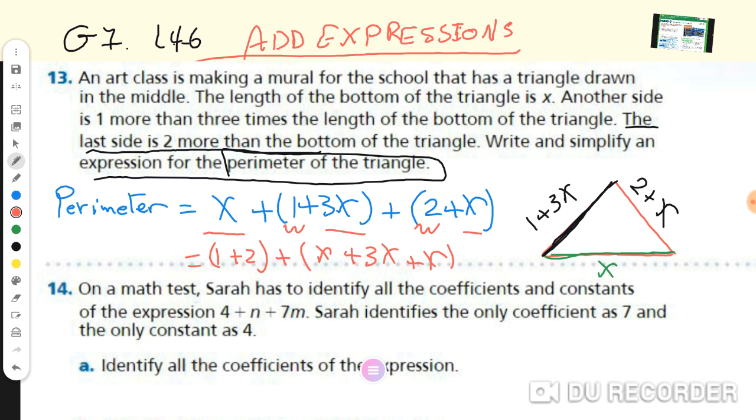Let's collect like terms together. You will find that 1 plus 2 is 3, plus x plus 3x is 4x, plus x is 5x. So plus 5x, and this is the last answer. This is the expression which can represent the perimeter of the triangle.